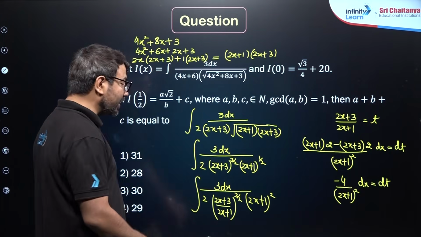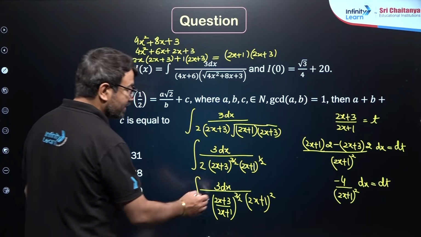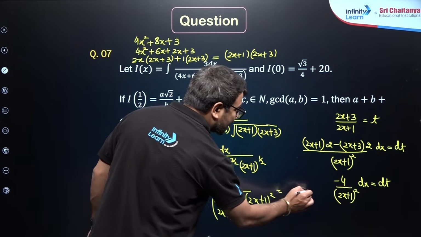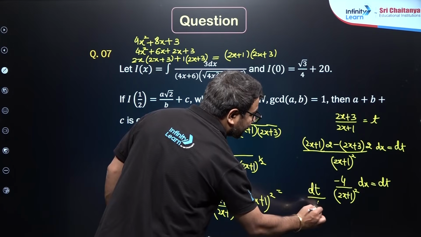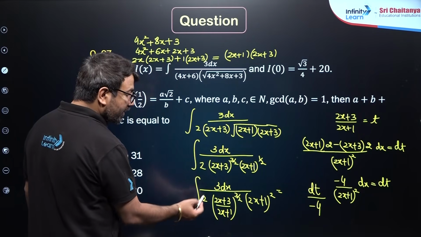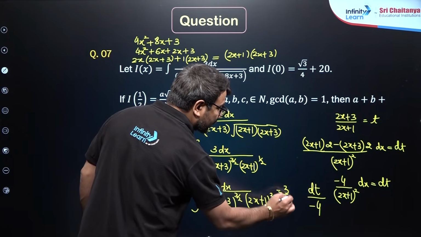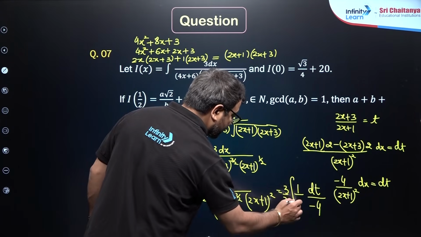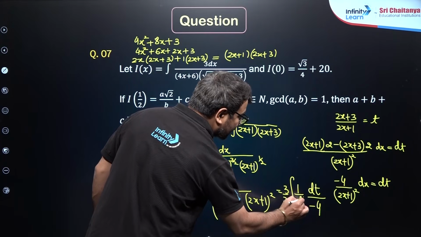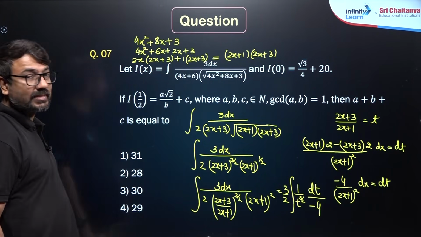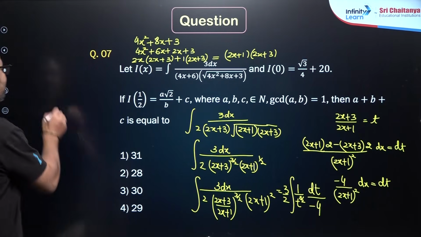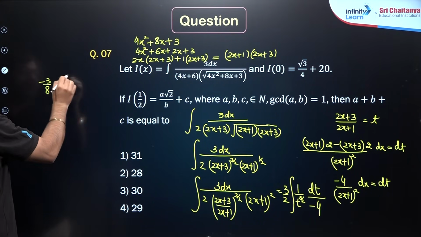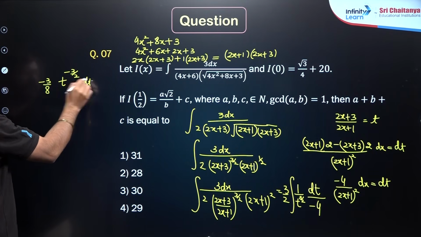So we got the value of this expression, my dear students, that this is dx over 2x plus 1 whole square, so that can be written as dt upon negative 4. And over here we have 3 by 2 also. And this has been converted to 1 upon t raised to the power 3 by 2. I hope you are able to understand all of these. So this minus 3 upon 8 will be taken outside, and then we are left with t raised to the power minus 3 by 2 dt.